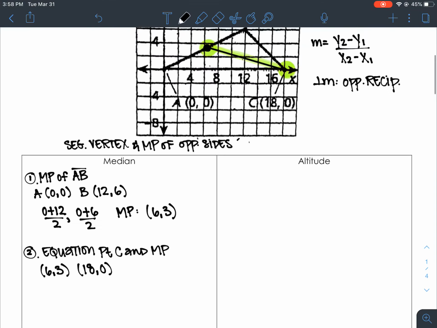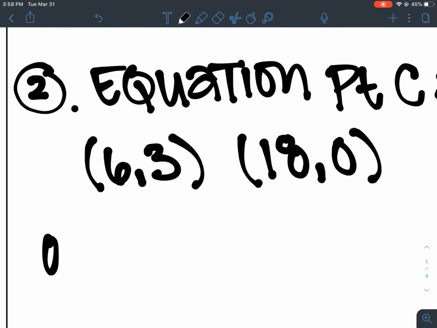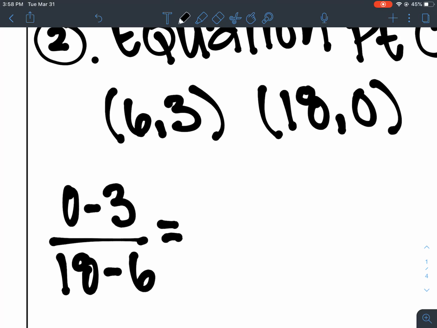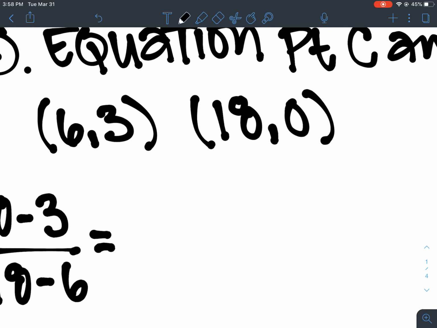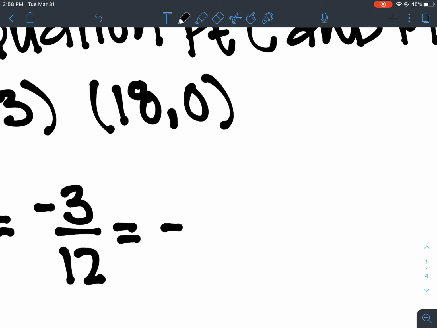The first thing I need to do is find my slope. I'm going to do 0 minus 3 all over 18 minus 6, which gives negative 3 over 12, so my slope is negative 1/4.